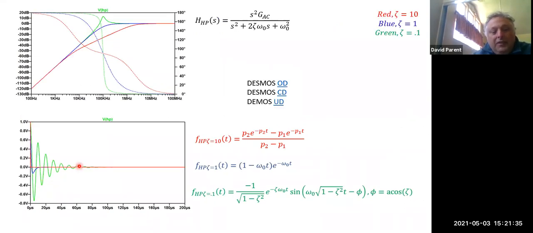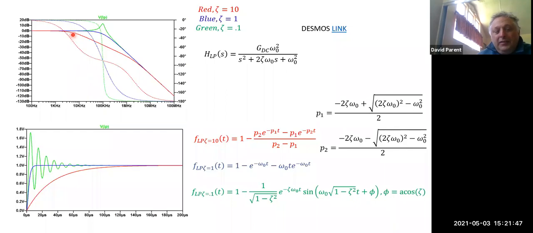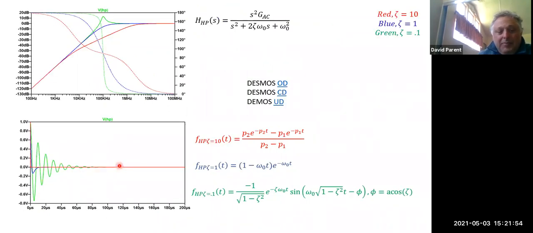Now here we have the high pass, and it's a little different. What happens is, in the low pass, it's the low frequency pole that's dominating, and so it takes a long time to come up. In the high pass, see how fast the step response comes down? You can barely even see it. That's because in the high pass, it's the higher pole that's dominating.